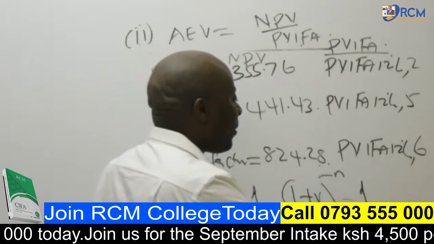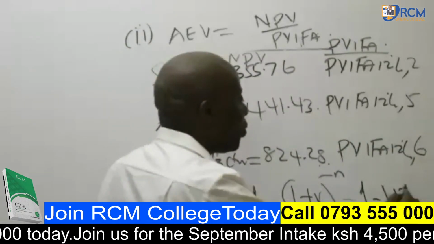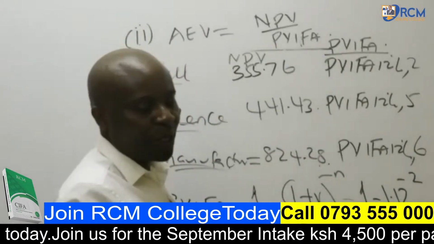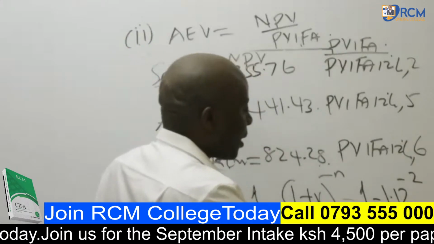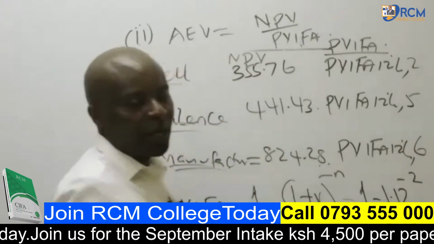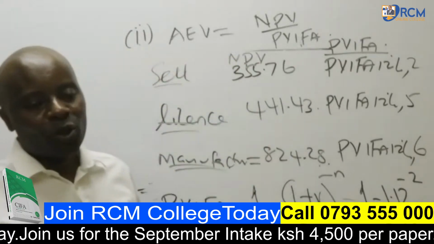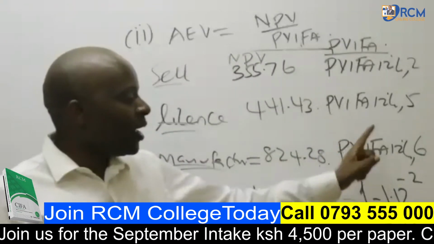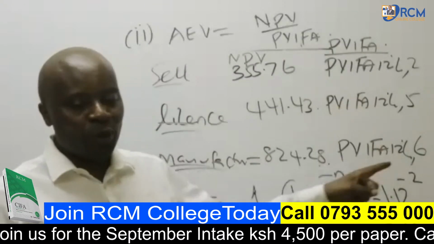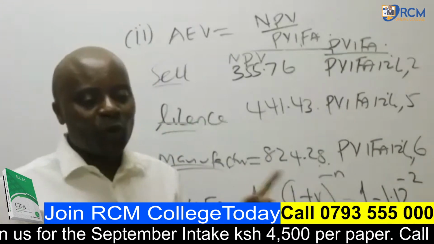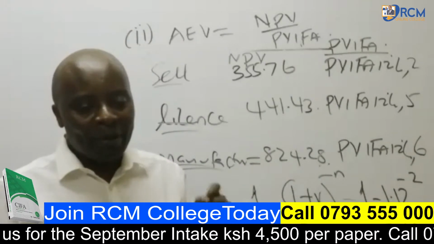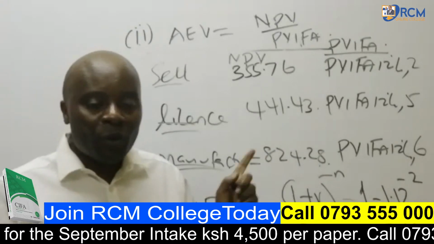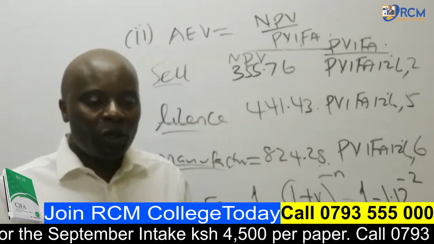Ambapo nitakuja niseme hapa ni 1 minus 1.12 raised to minus 2, divide this by R, which is 0.12. So nasema 1 minus 1.12 raised to minus 2, divided by 0.12. Nyambura amepata 1.6901.